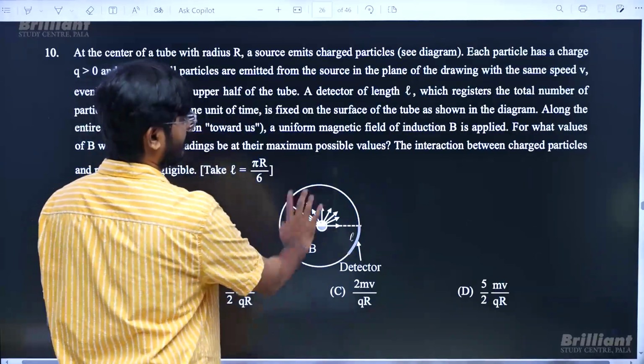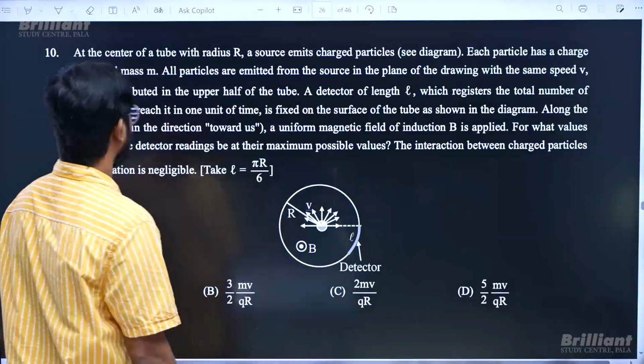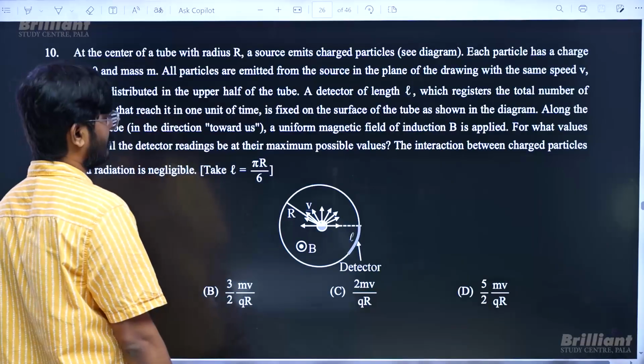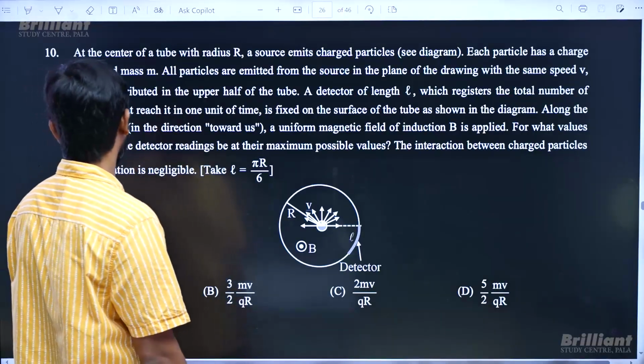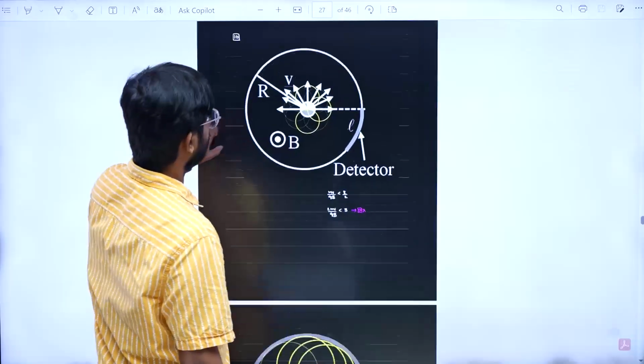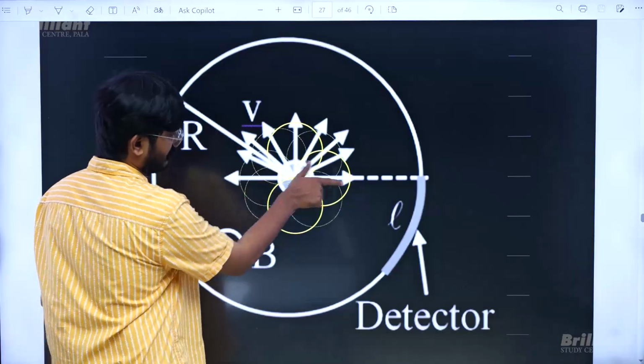But anyway, we will look into only one plane, because whatever happens in one plane, the same thing will happen in other planes also. For what values of B will the detector readings be at their maximum possible values? Interaction between the charged particles and radiation is negligible. Now, let's see how the motion is going to look.